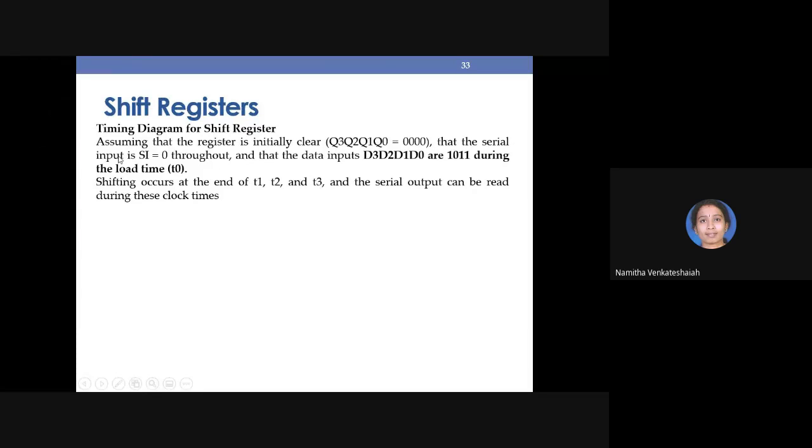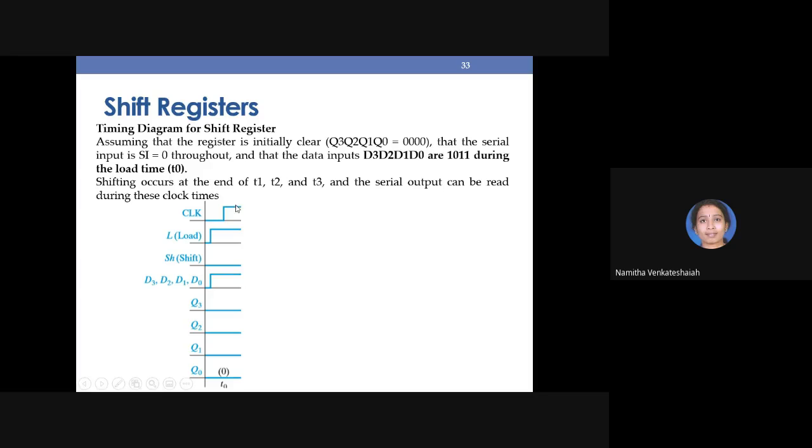Assuming that the register is initially clear, clear means all set to 0, and the serial input is also 0 throughout. We are going to write the timing diagram with the data to be loaded as 1011. You can expect this kind of question. Assuming the initial value is this, the serial input is this, and this is the data to be loaded, write the timing diagram. That's what is written here.